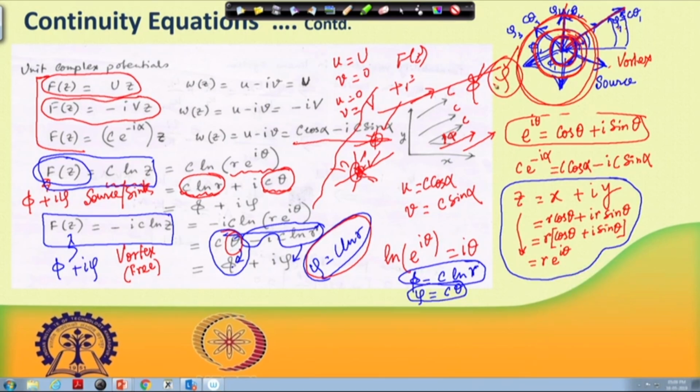Better you do some revision of these concepts before we get into the next lecture, and this is all I have for today. Let's meet again in the next class where we start playing with these superposed situations of elemental flows. That is all I have for this lecture.